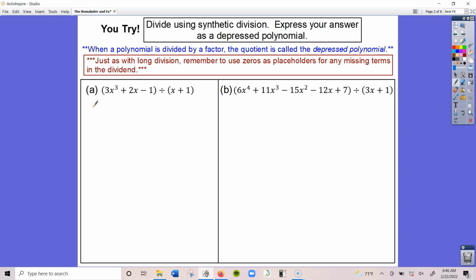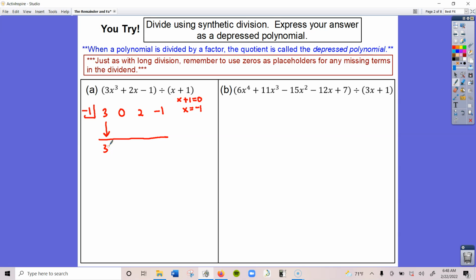First, I need to figure out what's going to go in the box. We take our factor here, the x plus 1, we make it equal to 0. And we would get here that if I subtract the 1, x is equal to negative 1. So that's what I'm going to put here. Now we write our coefficients in order going across. So we're starting with 3. Now notice that this is x to the third and then it jumps to x, meaning that we're missing the x squared term. So I'm going to put 0 where x squared would go, then 2, then negative 1. Bring down the first term.